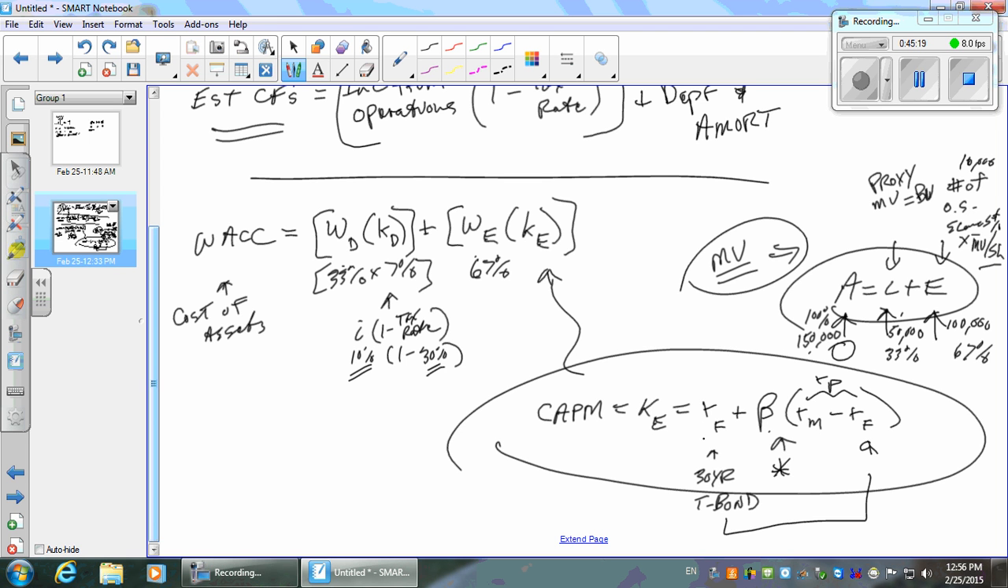Okay? What's the return on the market? What do you think the market is going to earn forever? 12, 13%, I don't know, whatever you think it is. So market return is just a guess? Yes, just a guess. An educated guess. Everything's a guess. Everything in financial statements.